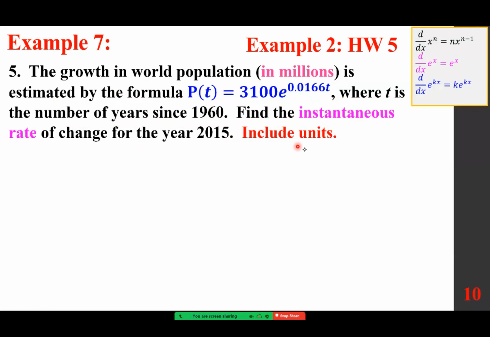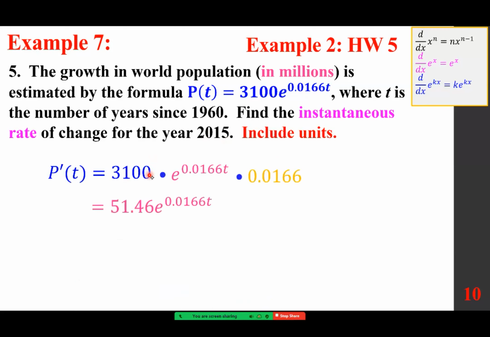Number 1, anytime they're asking for the rate, if 1 point in time is given, that means instantaneous. If 2 points in time, it means average. Number 2, whenever you're doing a word problem, you always answer it with proper units back. So we are going to differentiate this. So P prime of t, you write the 3100. E to the any power, the answer is itself. And then by the chain rule, the derivative of the exponent gives you the number 0.0166. You multiply by it, and the product of these two numbers gives you this.